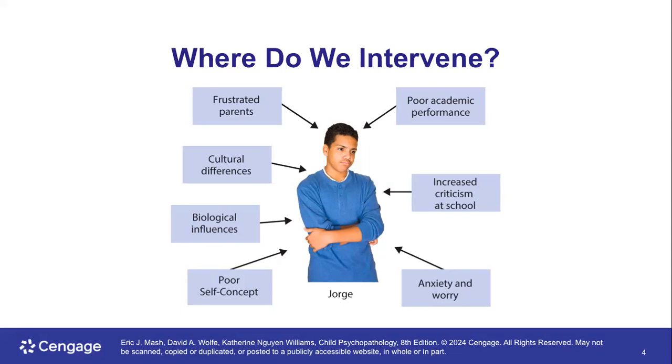And I love this slide because it isn't just one area that we have to consider. We have to target all areas wherever possible. So for a biological influence, we might consider a pharmacotherapy, something like Ritalin, Adderall, or Strattera, which could help Jorge perform better in the classroom, help Jorge filter out what's important versus what the distractions are, and so forth.